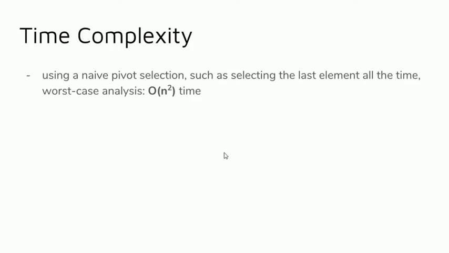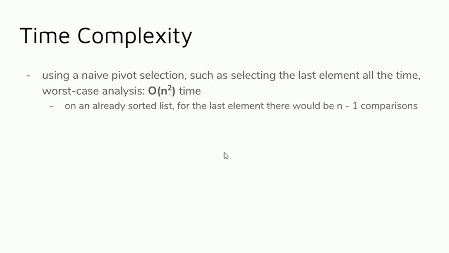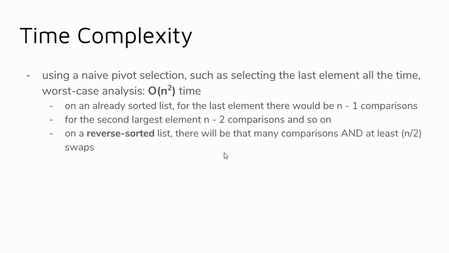While you might know that quicksort is a fast algorithm, let's take a look at the time complexity. The worst case analysis of quicksort will be done using a naive pivot selection, such as selecting the last element, and this usually results in the time complexity being O(n squared). This mainly applies to an already sorted list, because the last element will need n-1 comparisons and the second last element will need n-2 comparisons and so on. On a reverse sorted list, it is even worse, as there will be many comparisons and at the same time there will be at least n/2 swaps done.